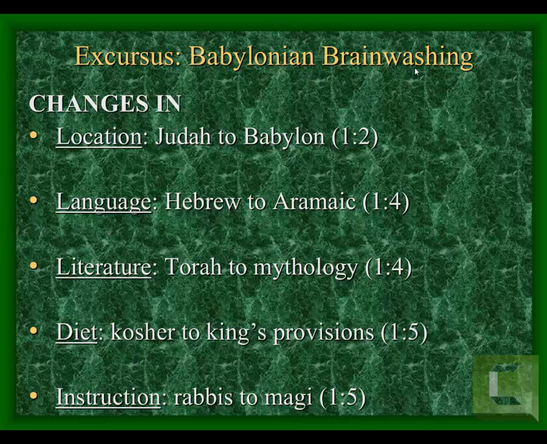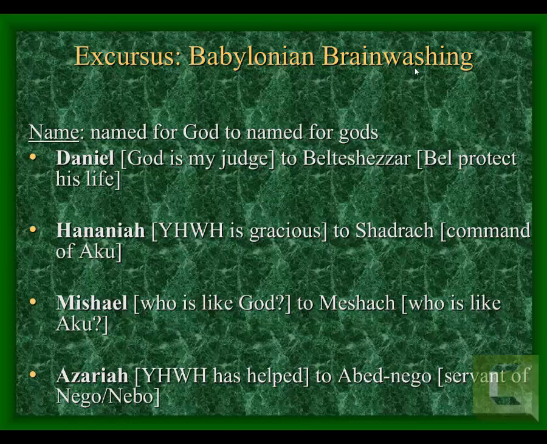And then their instructors, instead of having rabbis as instructors, they had the wise men or the magi who were their instructors. In order to change their worldview, their understanding of the reality around them, they took the reprogramming one step further by changing the very names of these young men. And so we have 4 men whose names are based on a covenant relationship with Yahweh. Daniel, whose name means "my God is judge," is renamed Belteshazzar, meaning Bel, protect his life. Hananiah, whose name means Yahweh is gracious, was renamed as Shadrach or Shadrachu, which means under the command of Aku. Mishael, which means who is like God, his name was changed to Mishaku, which is who is like Aku. And then Azariah, whose name means Yahweh has helped, his name was changed to Abed-Nego, which means servant of Nego or Nebo.